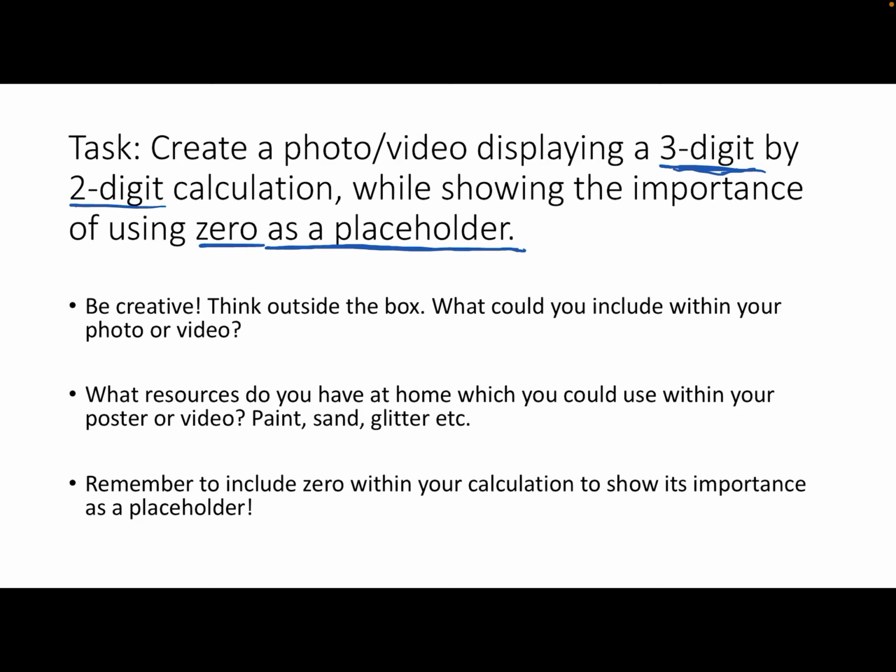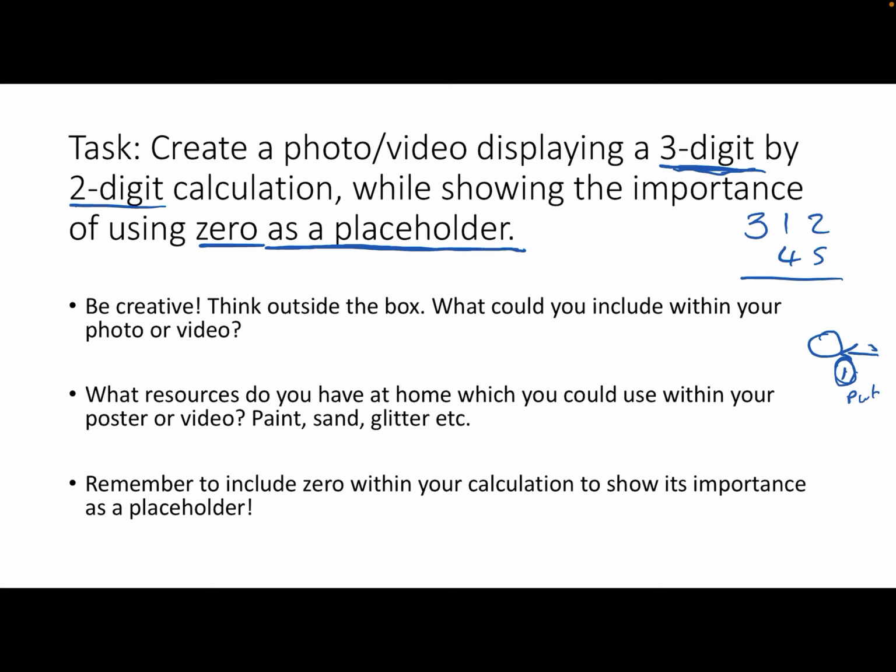What I would do if it was me, I would start off with my calculation, a 3-digit number. I'm just going to go like that, and then I would have things labelled. So I would put that in there. I would have like number 1, put in placeholder, and make it into a poster.